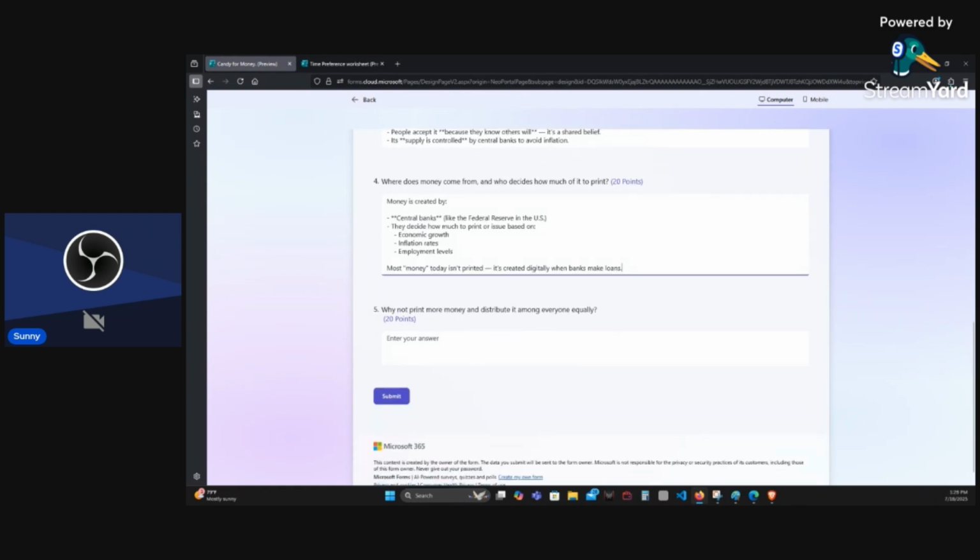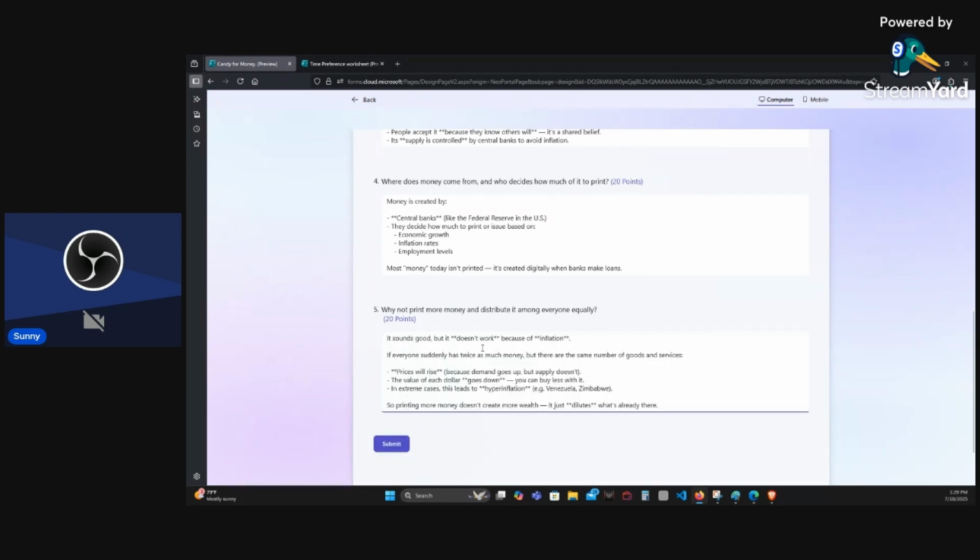Number five, why not print more money and distribute it among everyone equally, or as close to equally as we can, right? So this is definitely a great question. I love just the vibe of this question because it sounds like something a young-hearted person would ask.